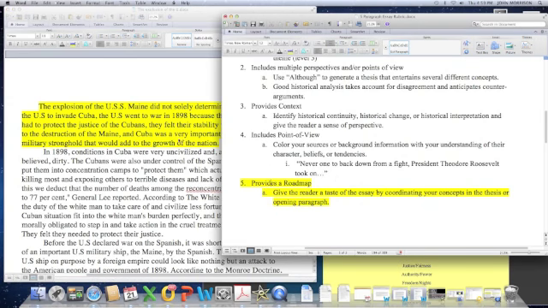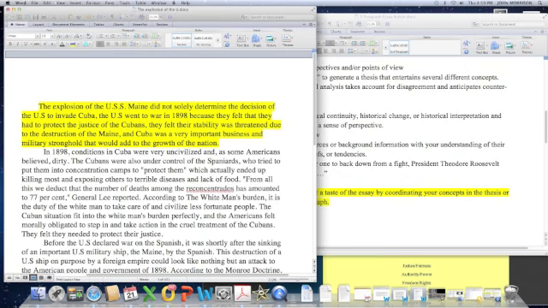So we see a nice job here in this sentence. So we'll give her full credit. Nice roadmap.